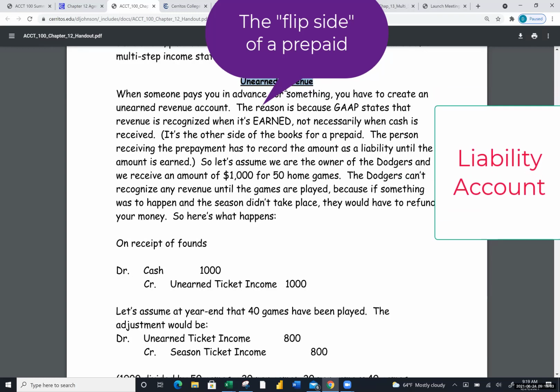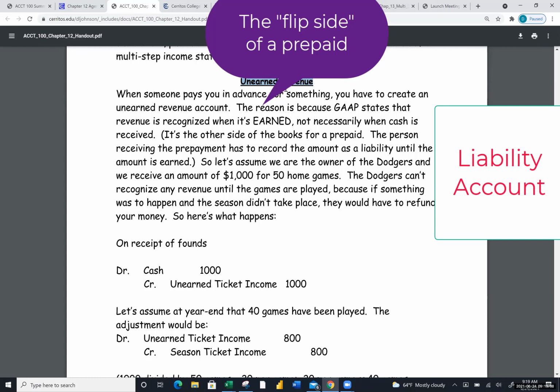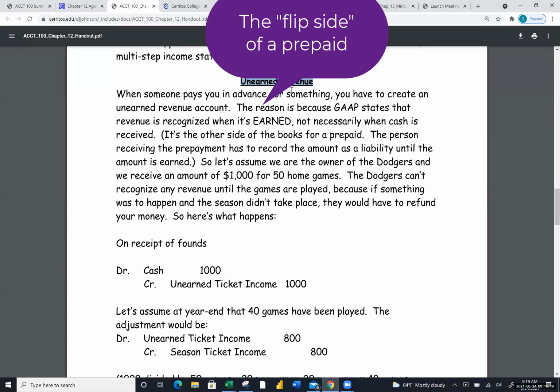So unearned revenue is a liability account, so it's going to have a normal credit balance. What happens is, if you receive income ahead of when you earn it, it goes into this liability account. The adjustment is going to be recorded as the money is earned.